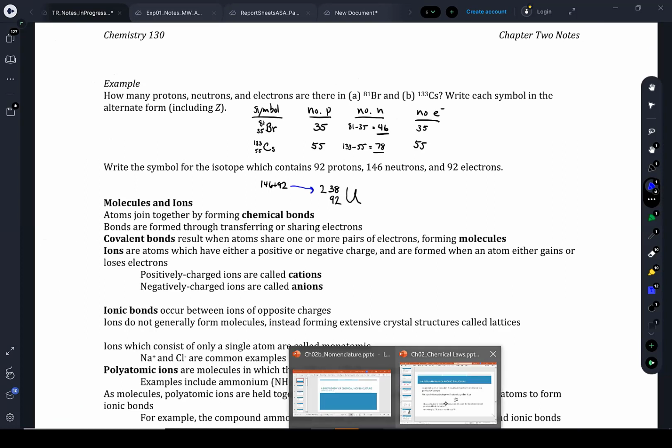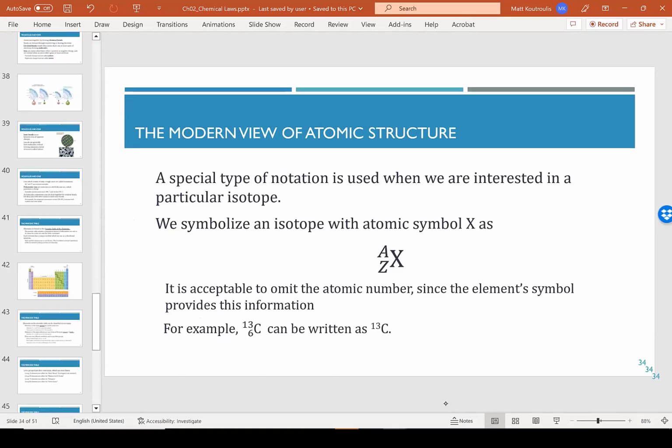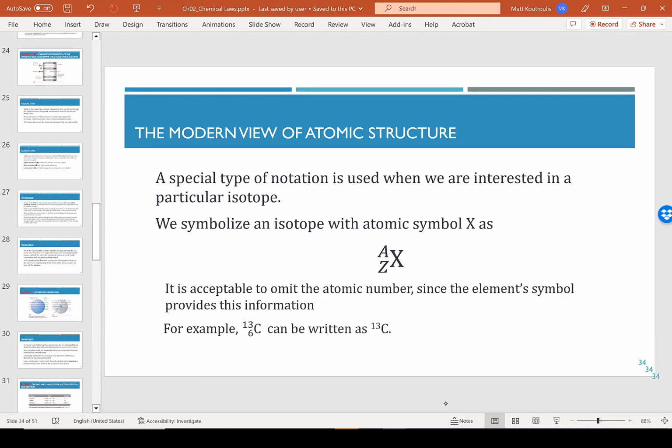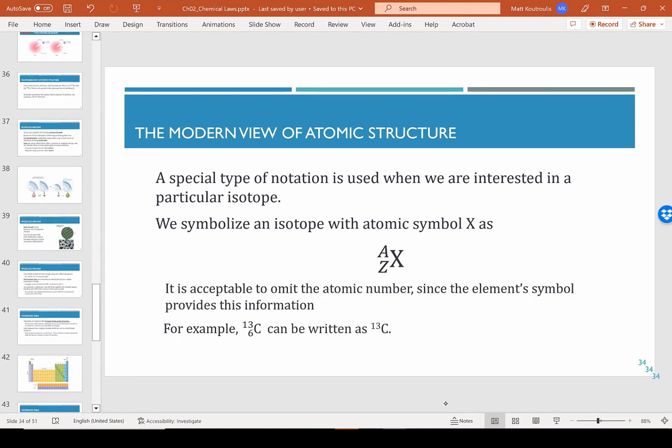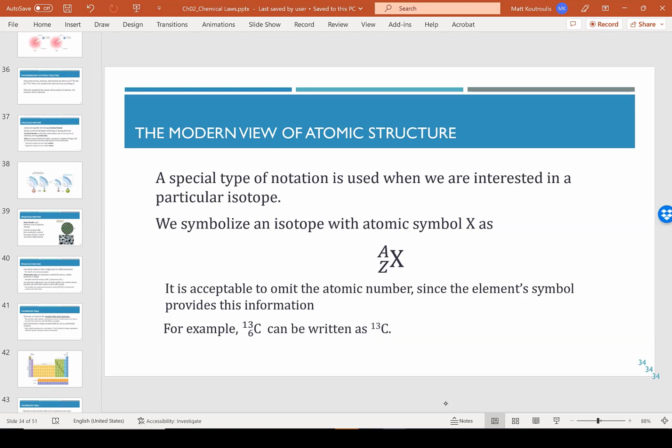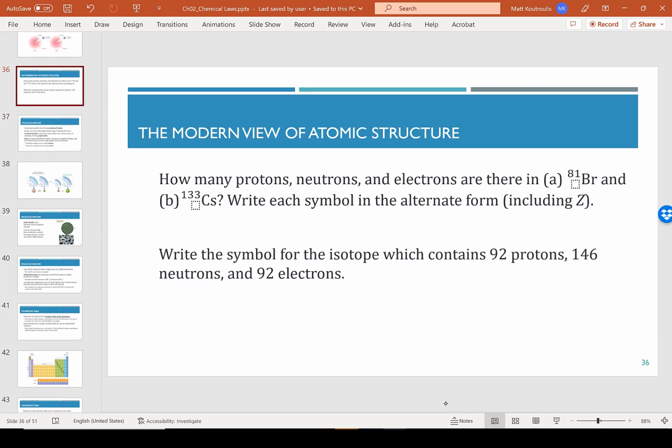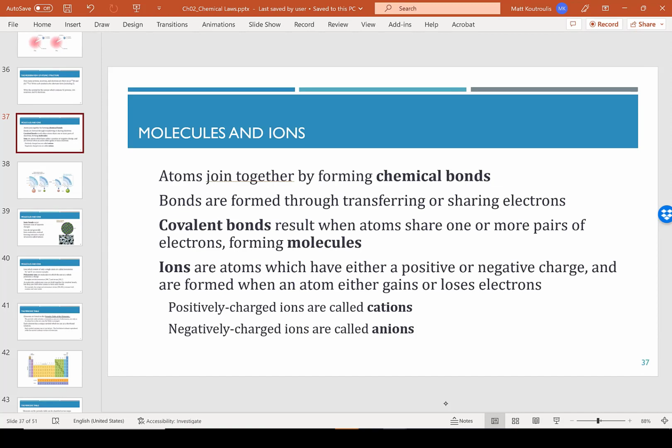Let's go back to my PowerPoint here. A lot of the rest of what we're going to be talking about in this chapter is pertaining to things about the periodic table. But before that, I just want to revisit some definitions that are useful. So we know that atoms are joined together very frequently by bonds. What are the two types of bonds that you should be familiar with already? Covalent bonds and ionic bonds. Very good.